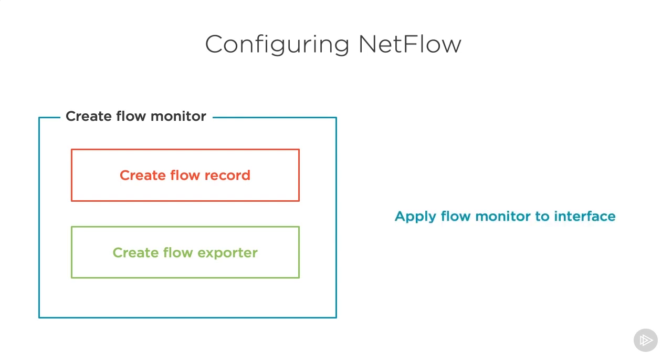Finally, the last step is to apply the flow monitor to each interface that you want NetFlow to be generated on. Cisco recommends that if you are capturing every interface, which you should, to apply the flow monitor in the ingress direction.